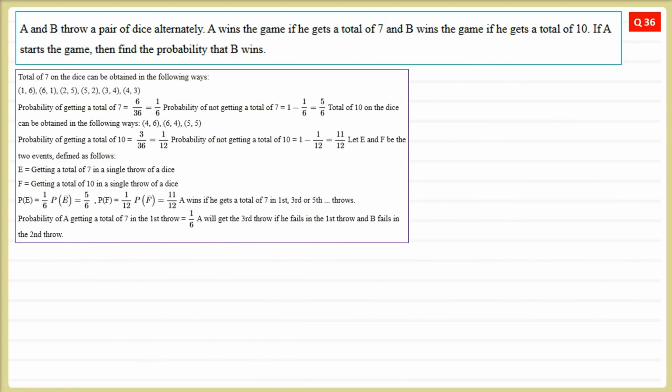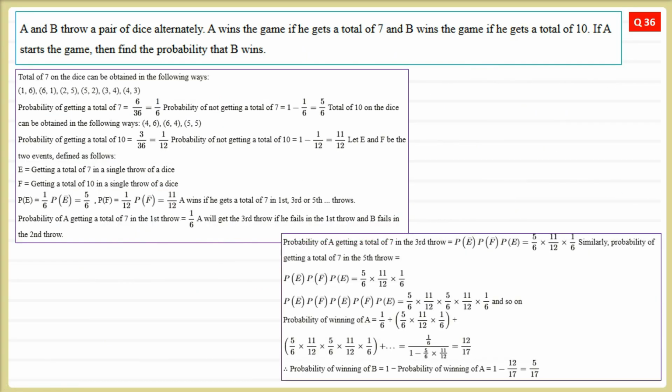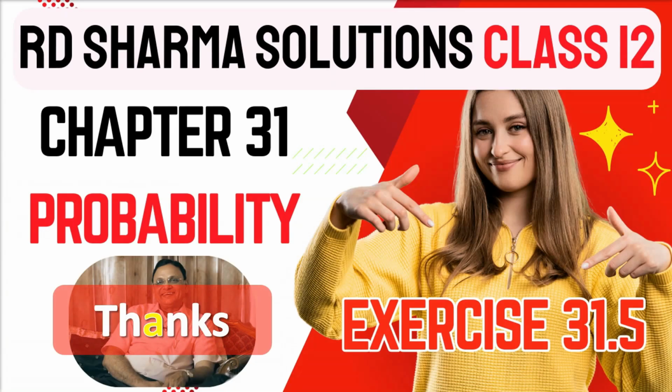Now this is what you have to go through, because you are going to ultimately write in this manner. Not identical, but you have to take encouragement from this only. Here the probability of A winning is computed and the probability of B winning is subtracted from this. We followed a different approach. So the better way is to find the probability that B wins directly, or if you want, you can follow this process also. Okay, this is all about this exercise.